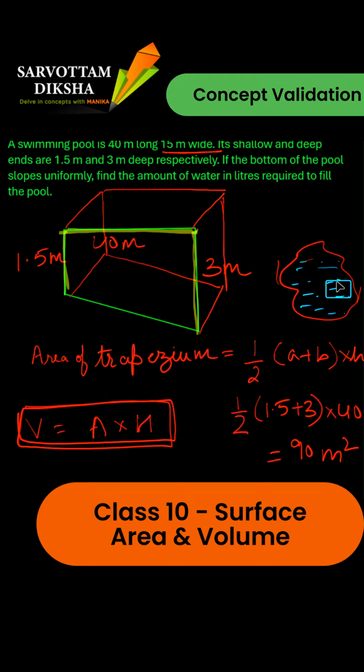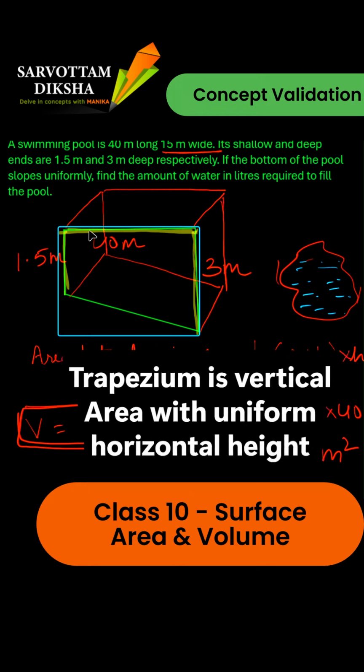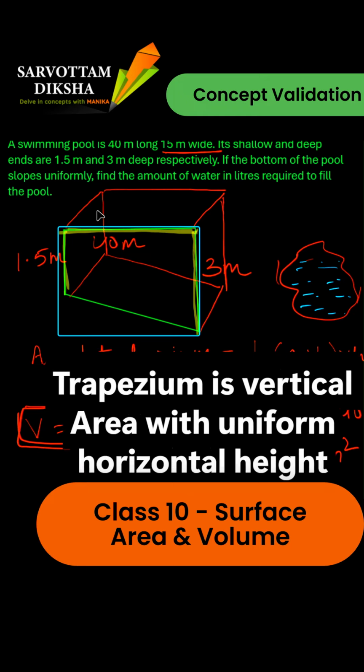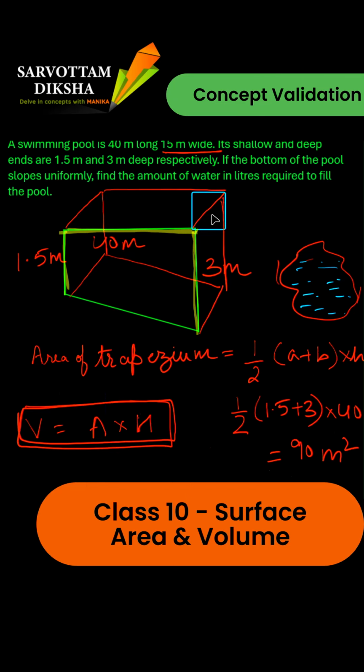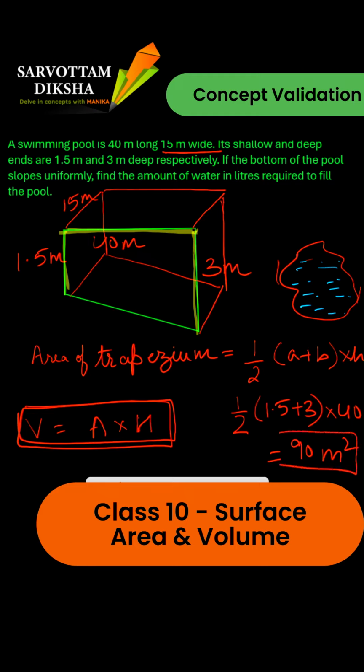Here also I am using the same logic. If you see this, the width is uniform height. This shape is having a uniform height. We have the vertical area in this shape and we have the horizontal height. The height here is nothing but 15 because they have told my swimming pool is 15-meter wide. So if I multiply this 90 meter square by 15, that will be the amount of water in meter cube.